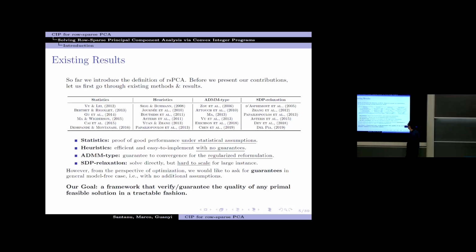So based on the existing methods, what we want to do is find a framework that both verifies or guarantees the quality of any primal feasible solutions, and also we want to check it in a tractable time.